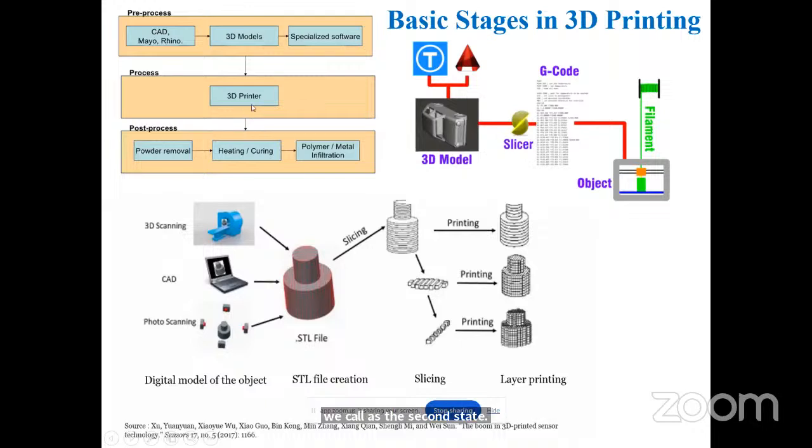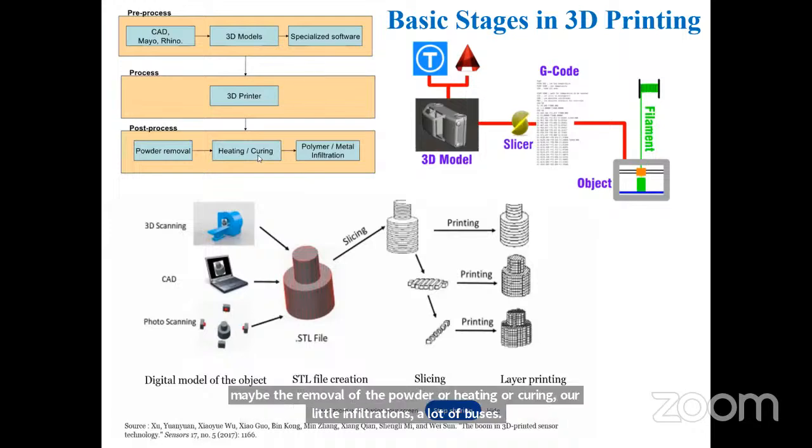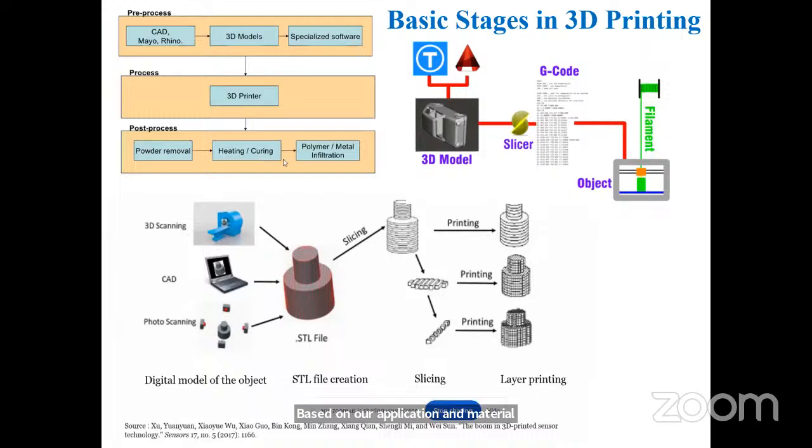Third stage, after removing the material or component from the 3D printer, we go with some post process. The process may be removal of the powder, or heating or curing, heat treatment, or metal infiltration. A lot of processes are possible based on our application and material used. We go with some post processing method.